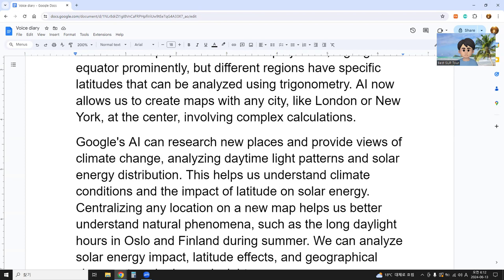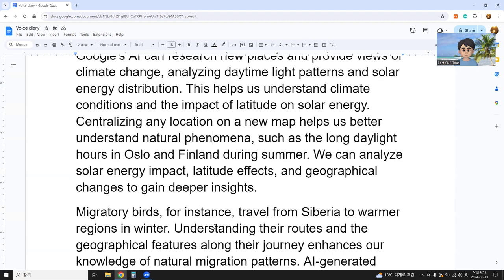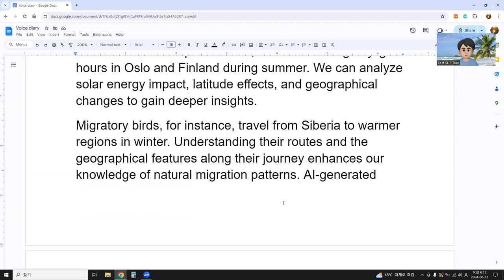In general, Google's AI can research new places and provide views of climate change, analyzing the timeline pattern and solar energy distribution. This helps us understand climate conditions and the impact of latitude on solar energy. Centralizing any location on a new map helps us better understand natural phenomena, such as the long daylight hours in Oslo and Finland during summer. We can analyze the solar energy effect, latitude effects, and geographical change to gain different insight. Migratory birds, for instance, travel from Siberia to warmer regions in winter. Understanding their routes and geographical features along their journey enhances our knowledge of natural migratory patterns.